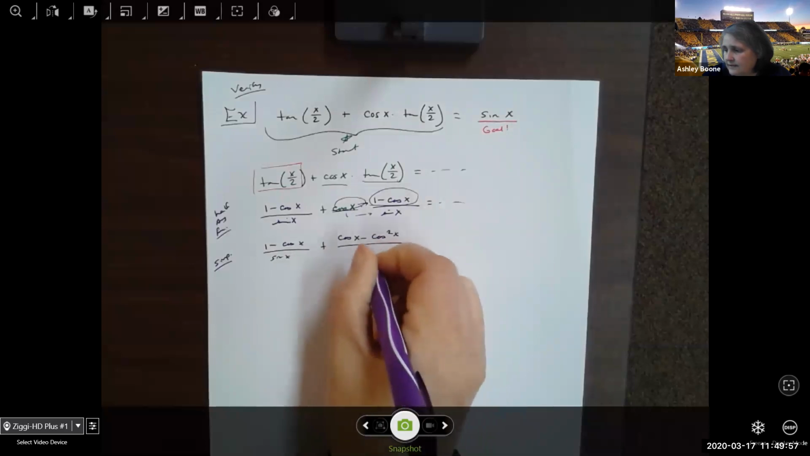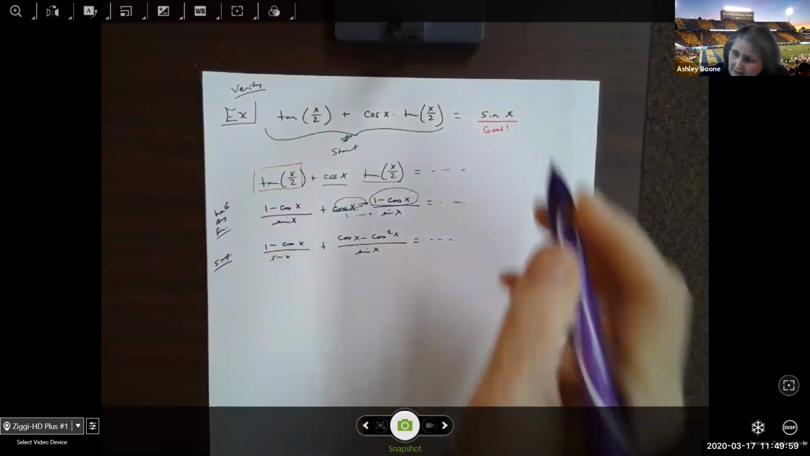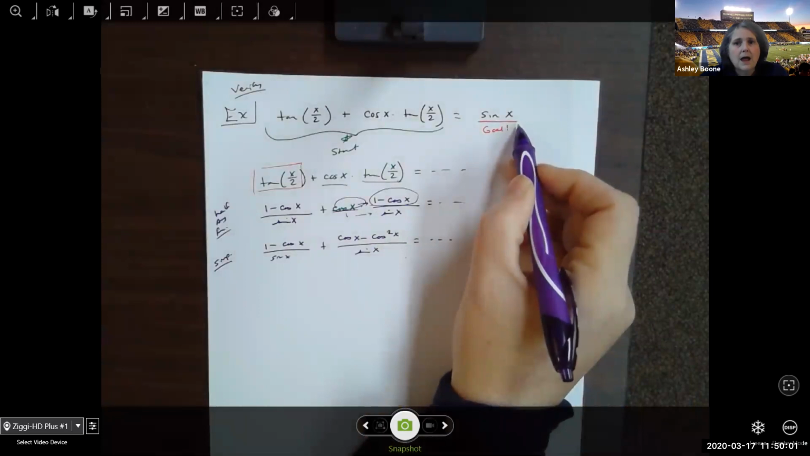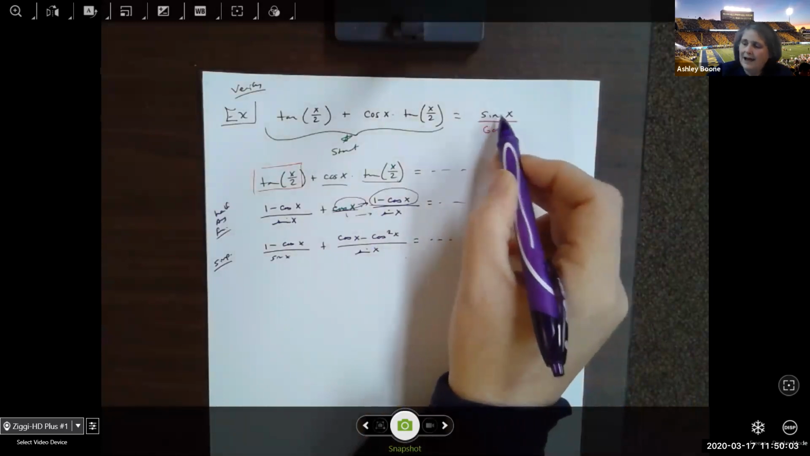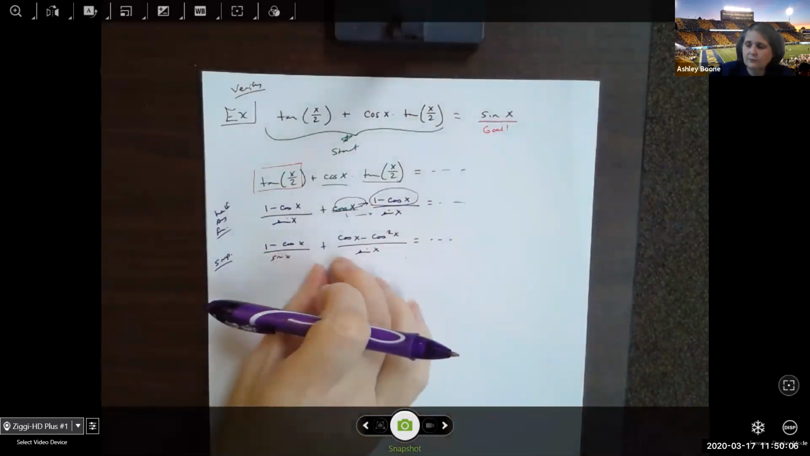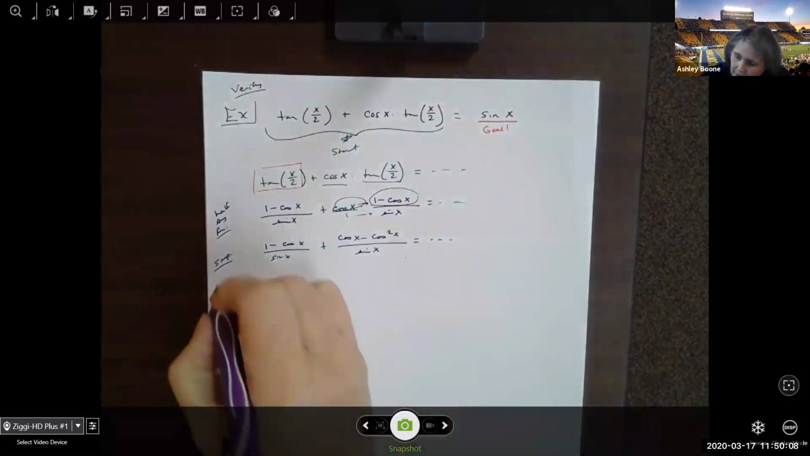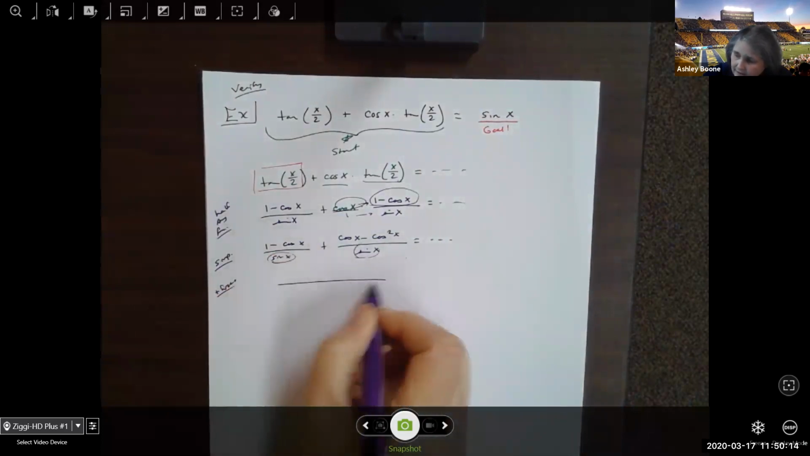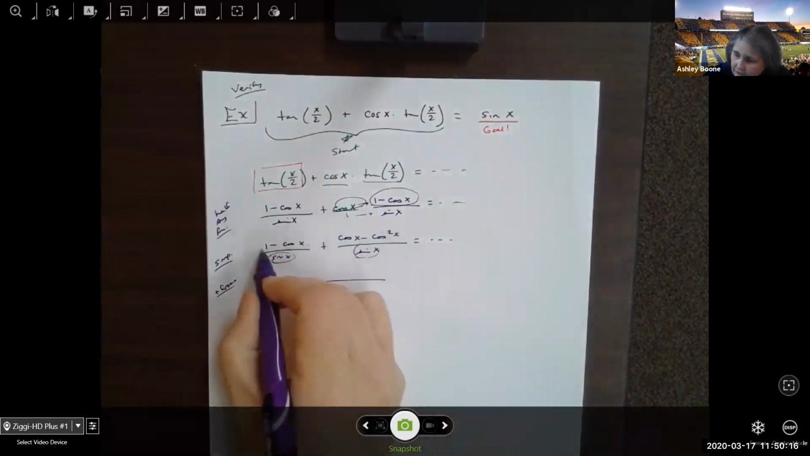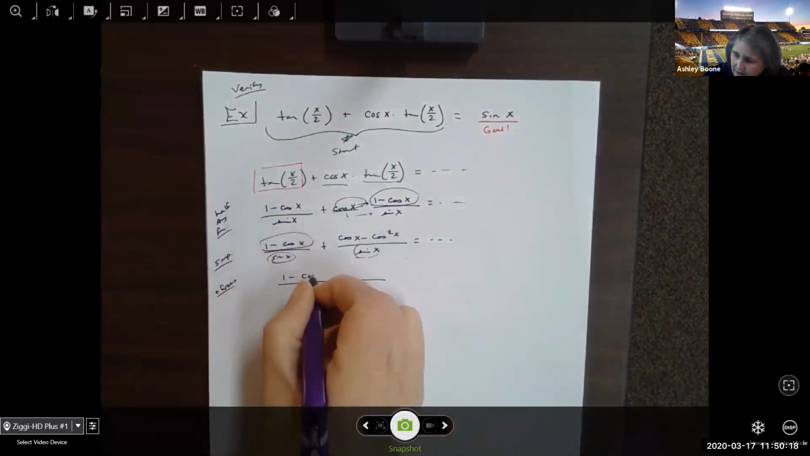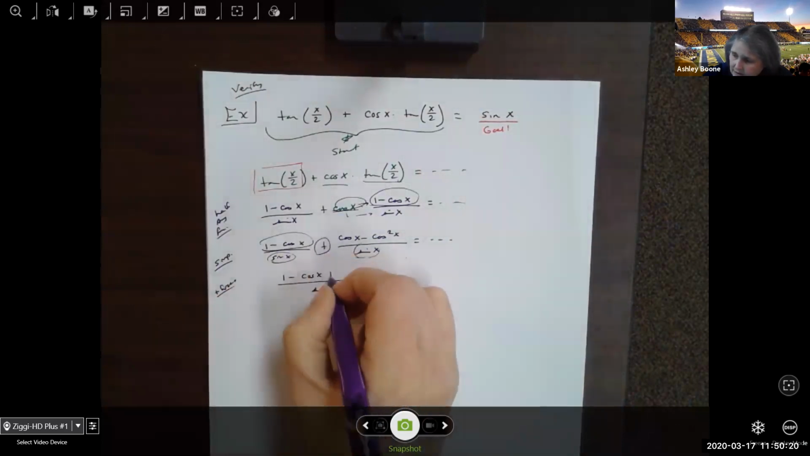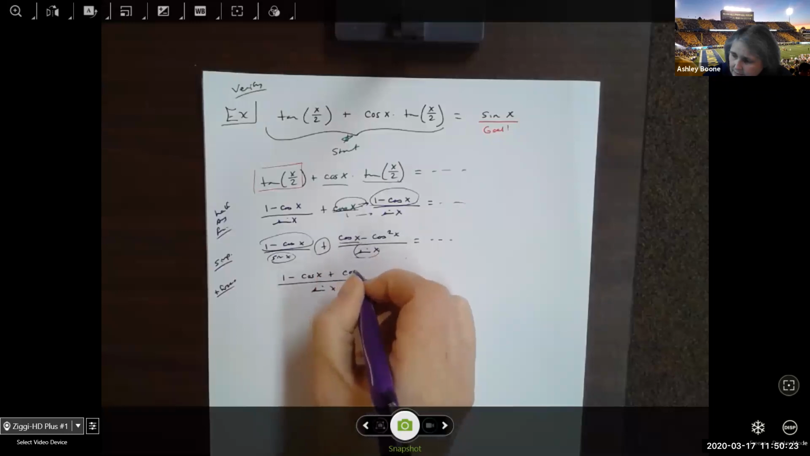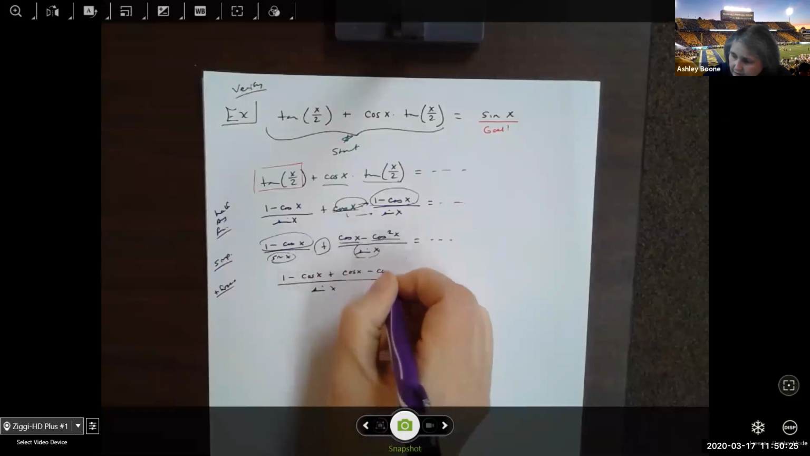Now remember, my goal is sine of x. It's a single term, so I need to do something to get these terms together. I'm going to go ahead and add my fractions because we have a common denominator. So I can keep the sine of x, and I have 1 minus cosine of x plus cosine of x minus cosine squared of x.